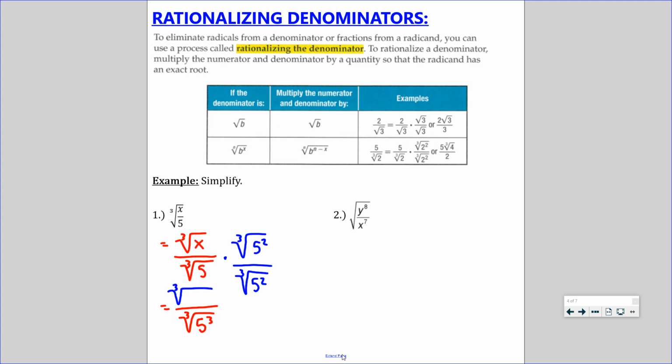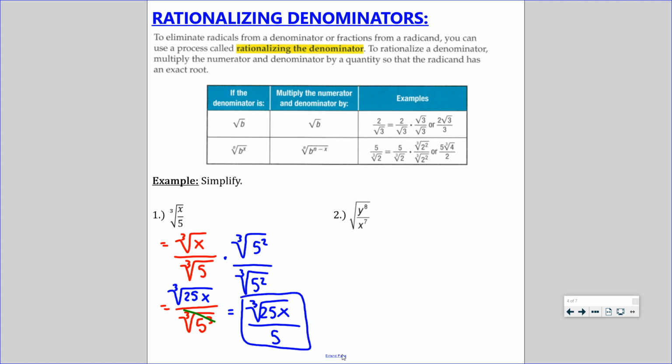I mean, you can do 5 squared, 25x. And then, once you get your denominator a perfect cube, those would cancel. And that is rationalized because my denominator would just be 5.